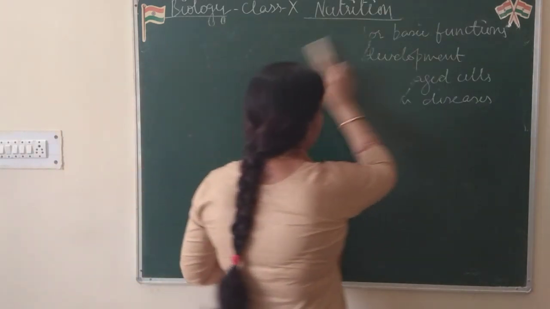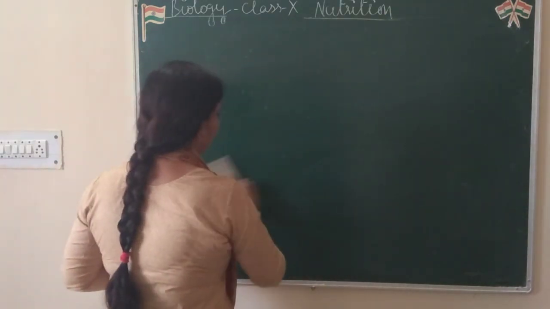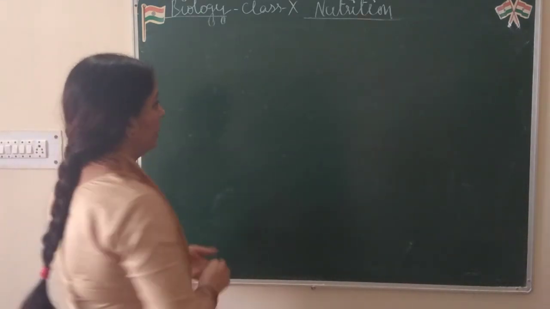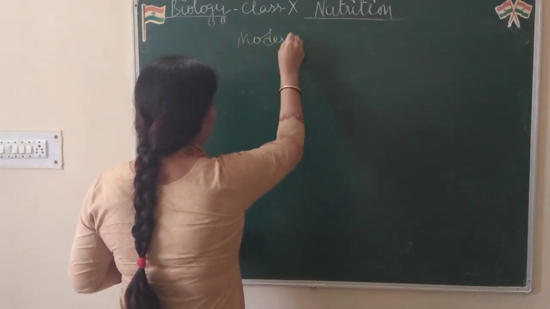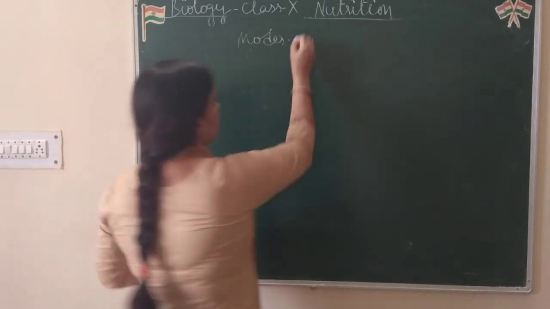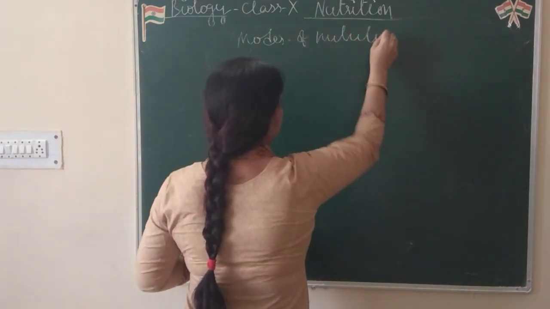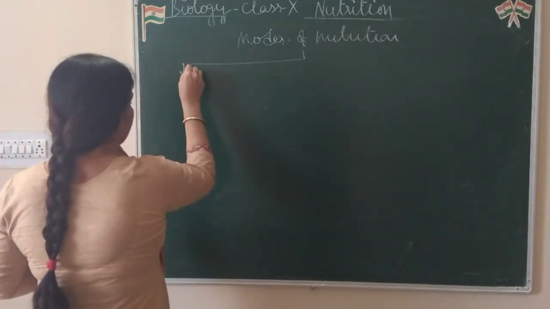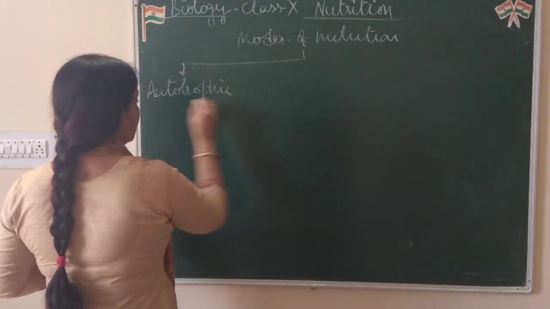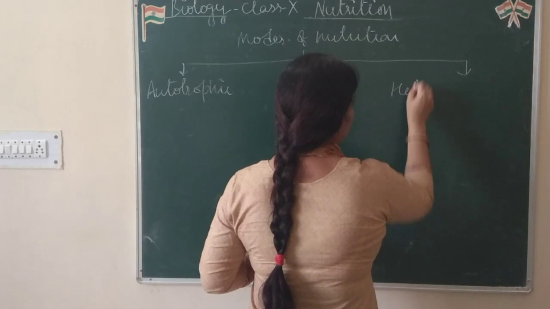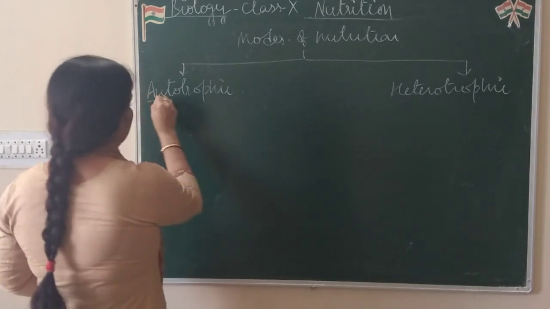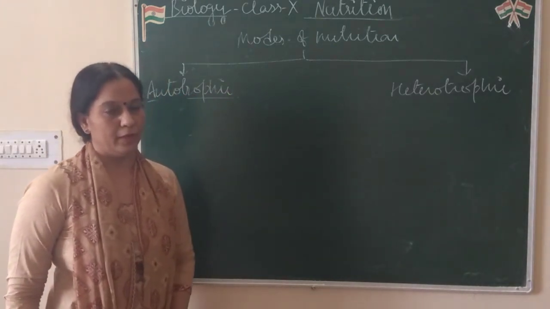Different animals and plants have different methods of obtaining food, right? Those methods of obtaining food are called modes of nutrition. These modes are broadly categorized into two types: autotrophic nutrition and heterotrophic nutrition. Auto means self and troph means nutrition.